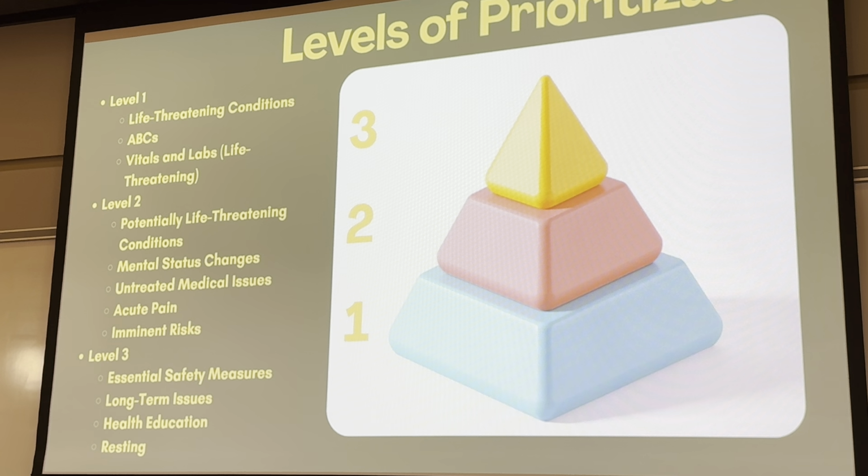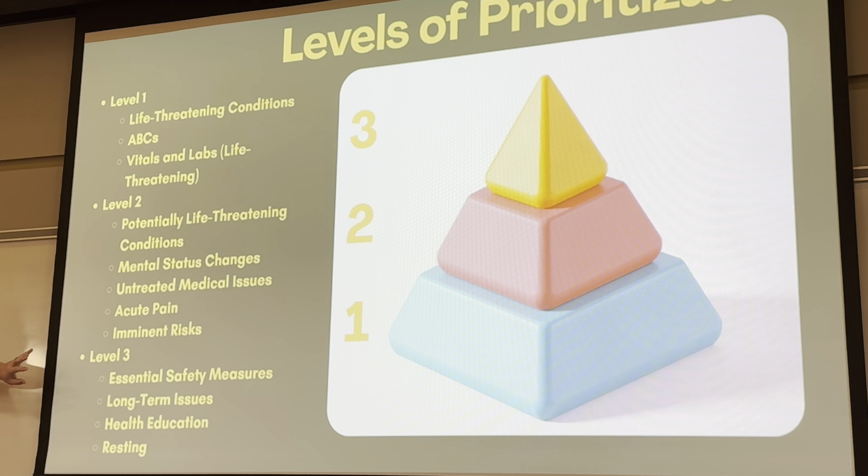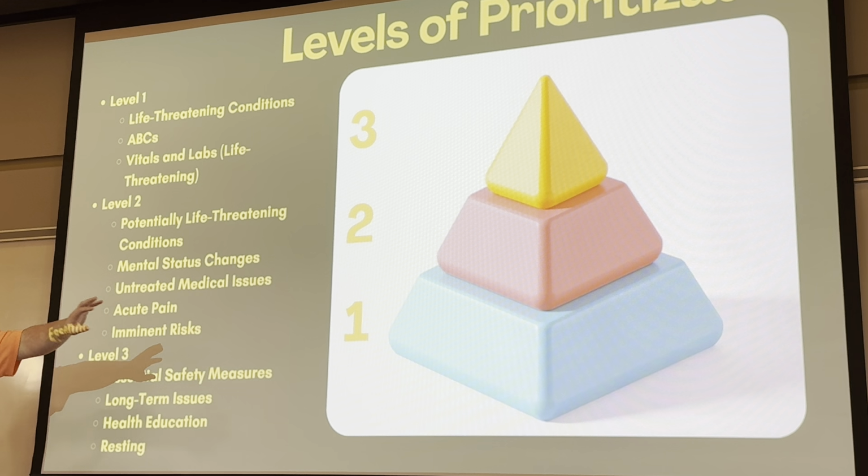You have level 2 prioritization as well. So things like mental status changes, acute pain, nausea. Acute pain doesn't really matter in the grand scheme of things, right? It does eventually, but in the immediate, is it going to kill my patient? Is it going to hurt my patient? Not necessarily, right?